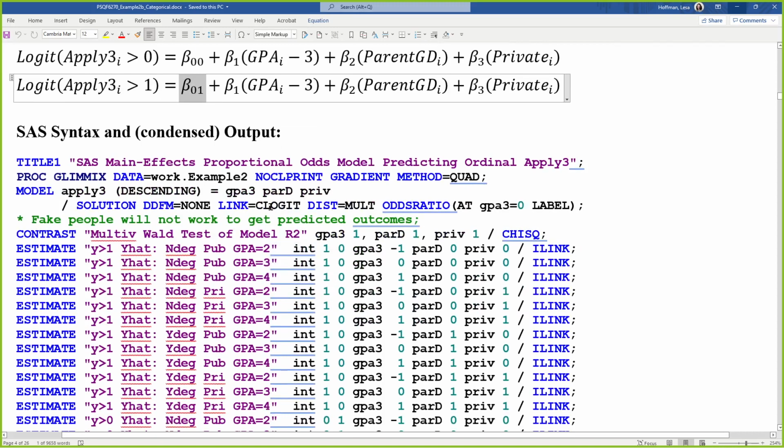So in GLIMMIX, it's link equals clogit. Do you remember what C stands for? We did this last time. Categorical? Close. Categorical was a guess? Not quite. What's the C stand for in these models? Cumulative. Ding, ding, ding. Yep. And dist equals mult is multinomial.